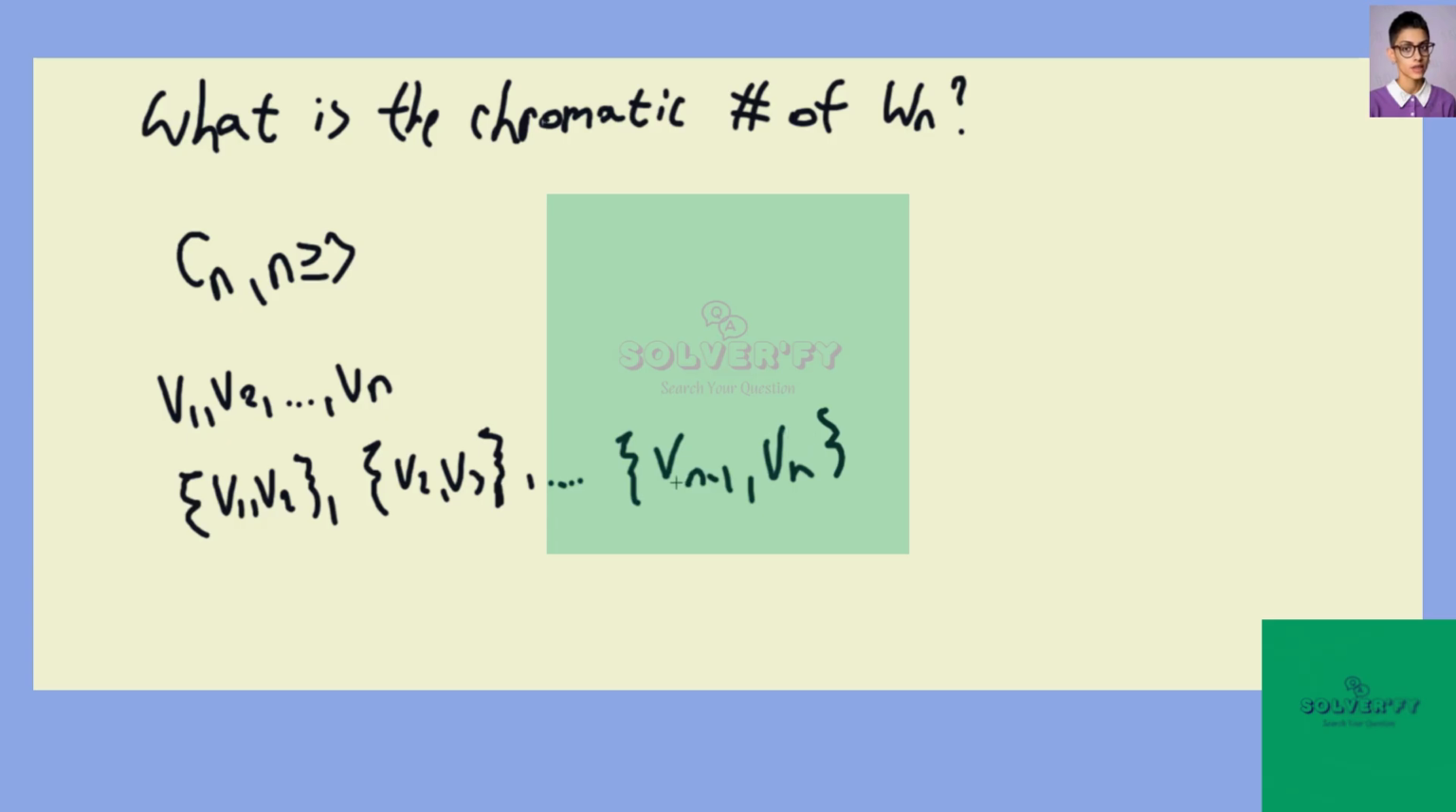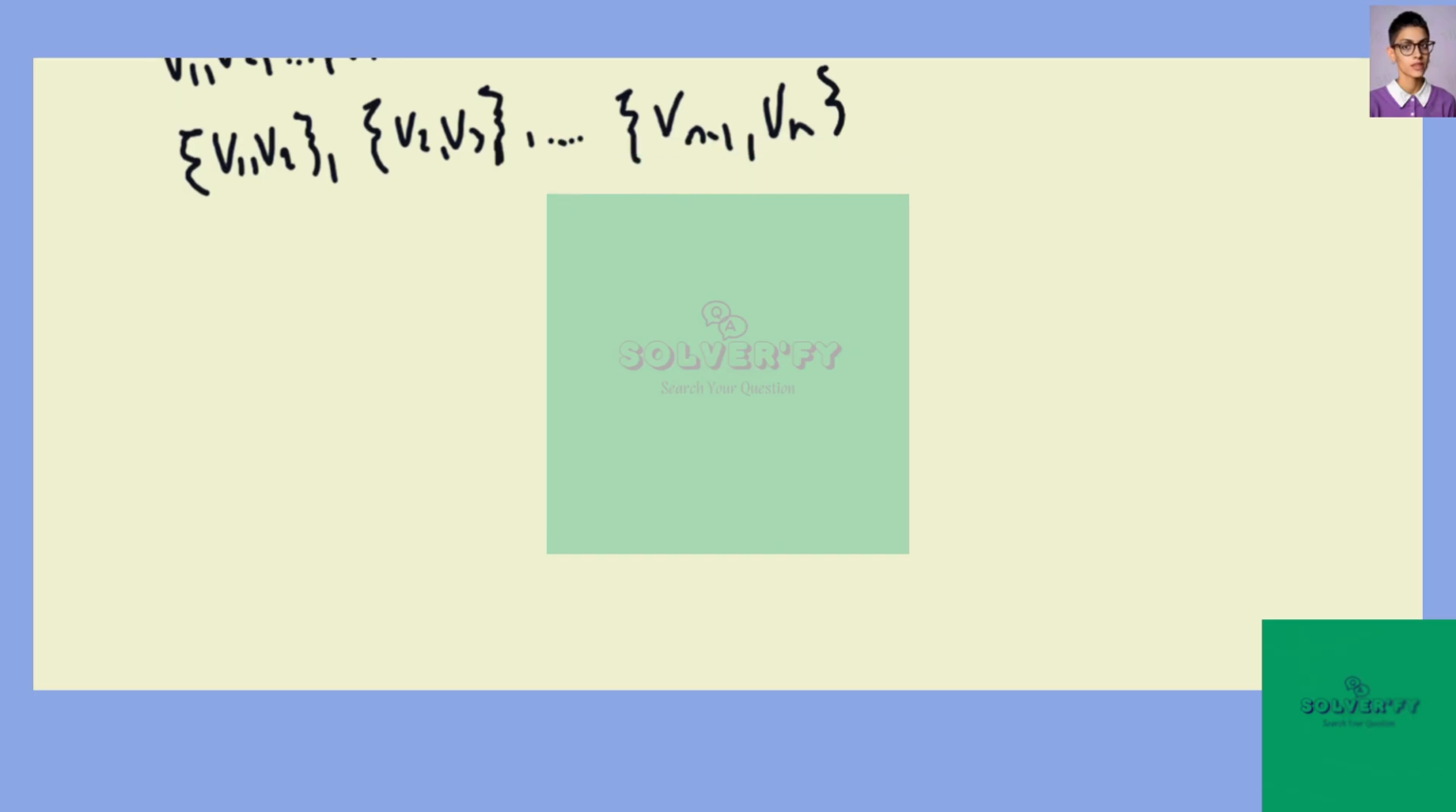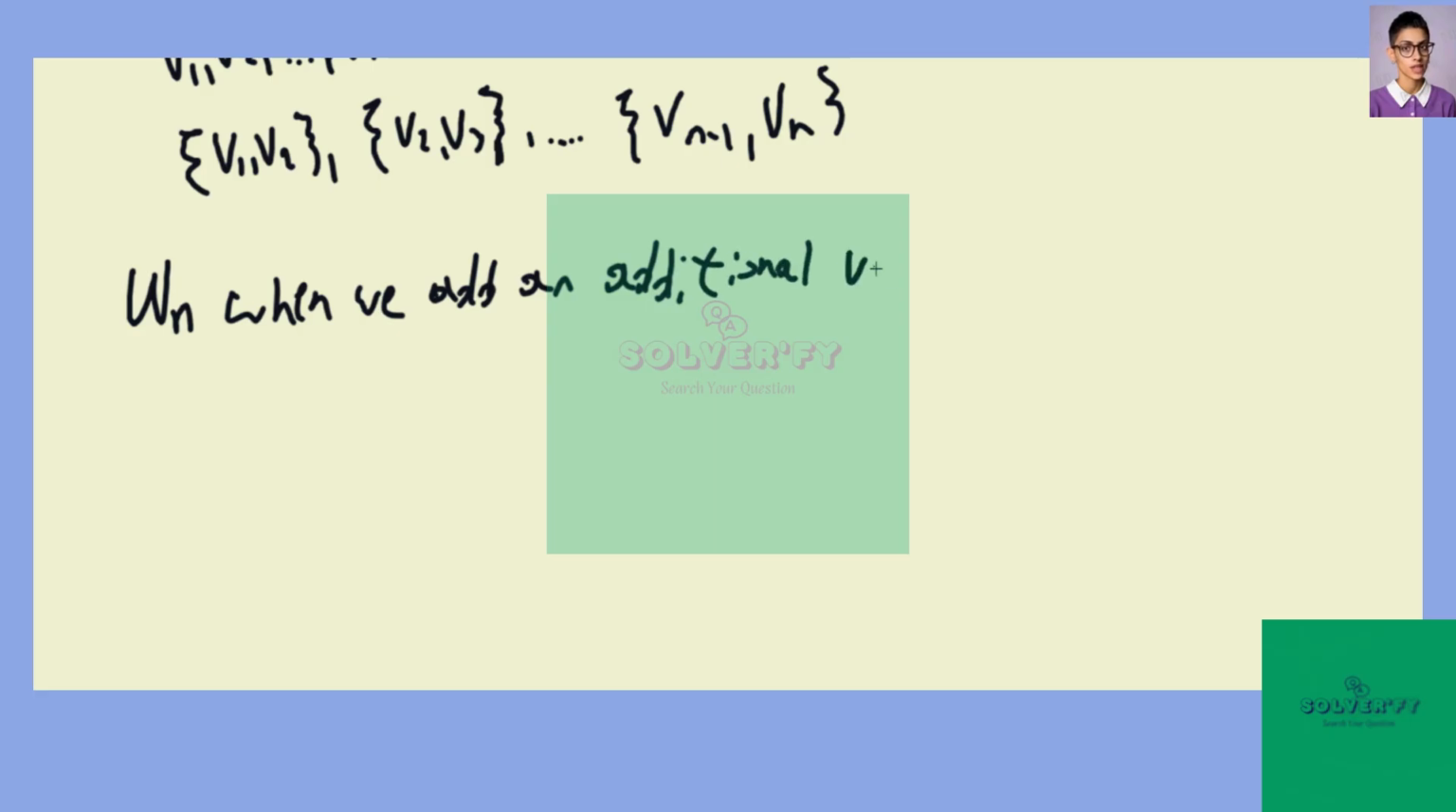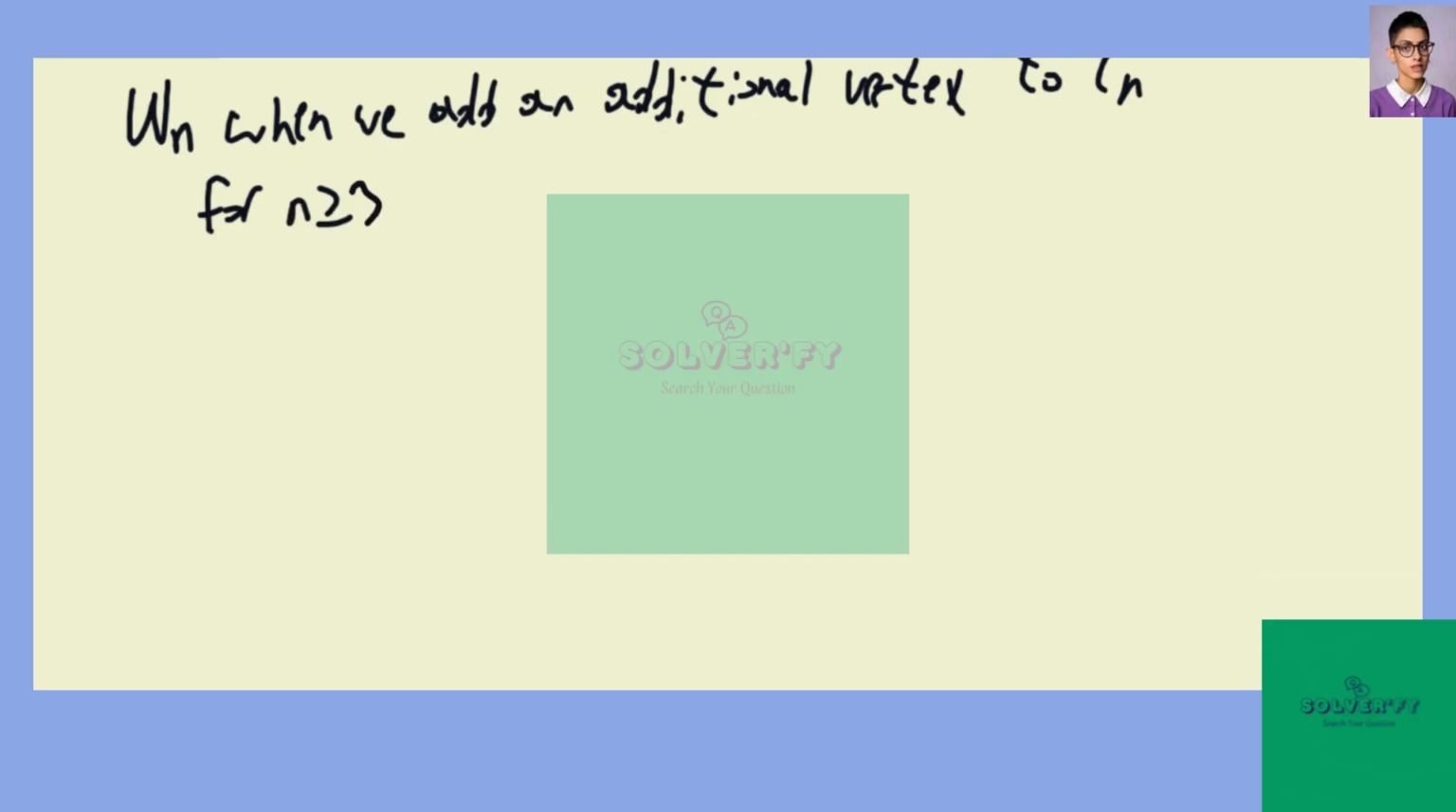We obtain the wheel W sub n when we add an additional vertex to the cycle C sub n for n greater than or equal to 3, and we connect the new vertex to each of the vertices of C sub n.